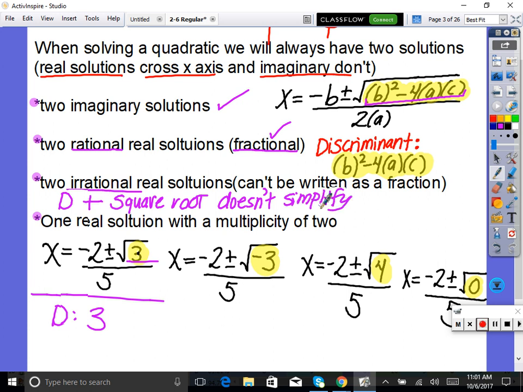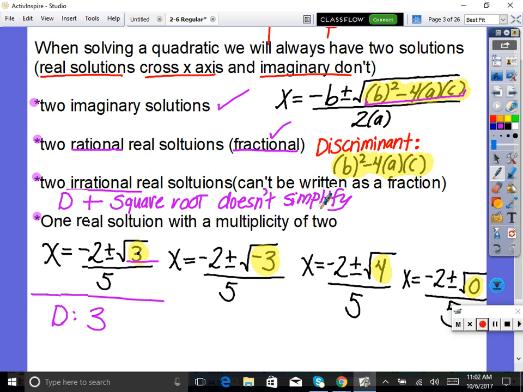This is maybe where you should be writing this on your notes. So when the discriminant is positive and you cannot simplify the square root, that's going to give you two irrational solutions. So if my discriminant, for example, I'm going to change to a different example, if my discriminant was 7, the square root of 7, does that break down? Can it be written as a fraction? No. So that would be two irrational solutions.